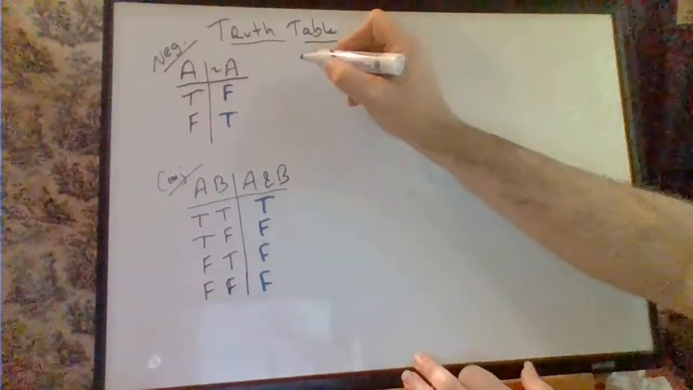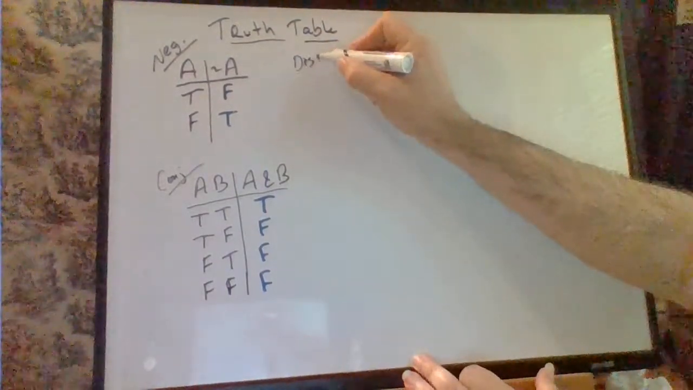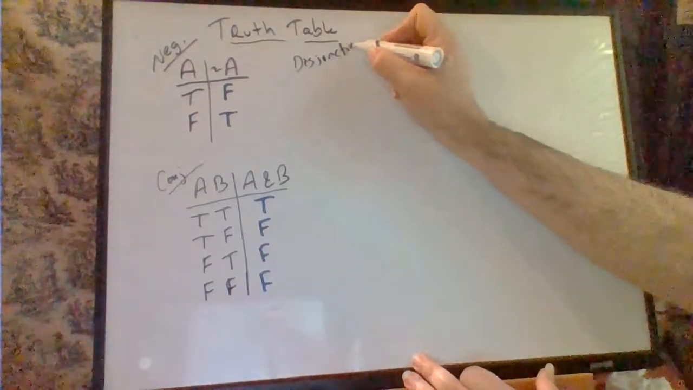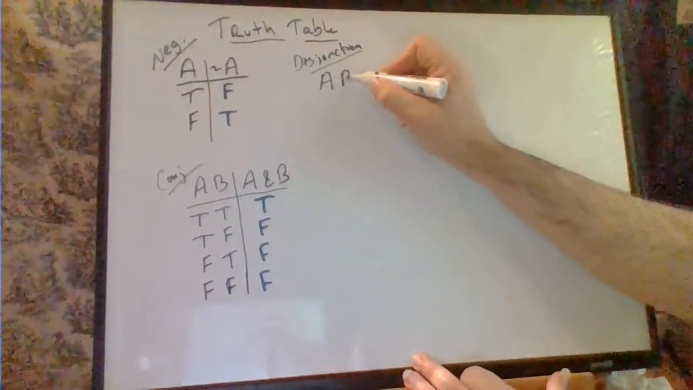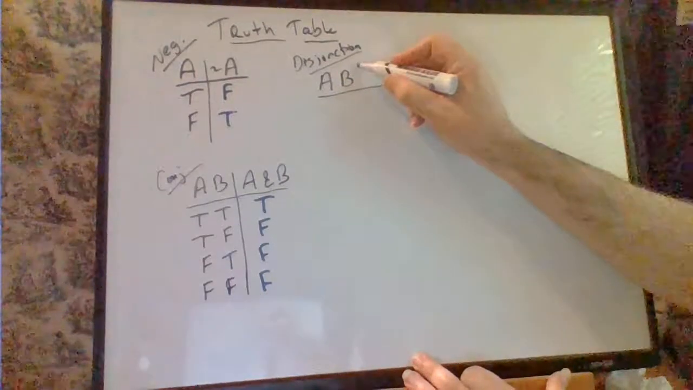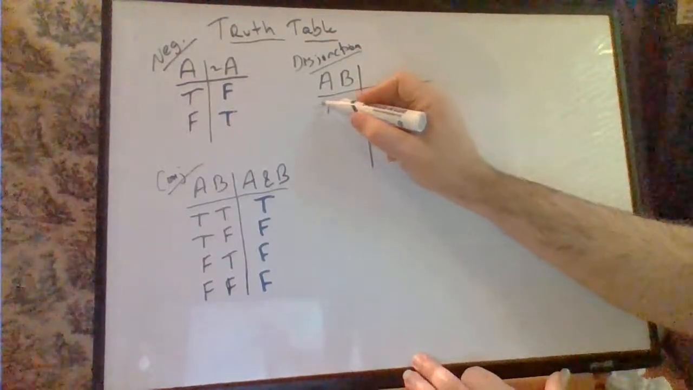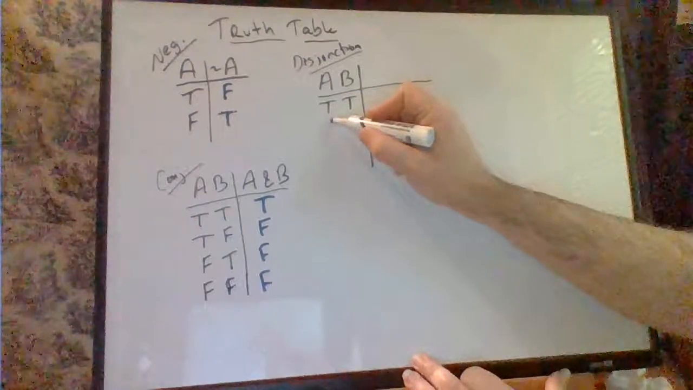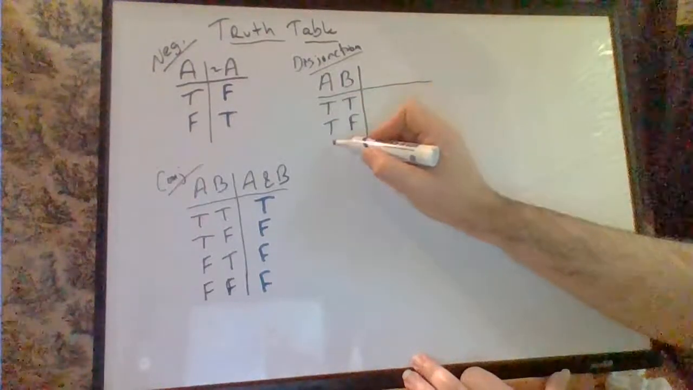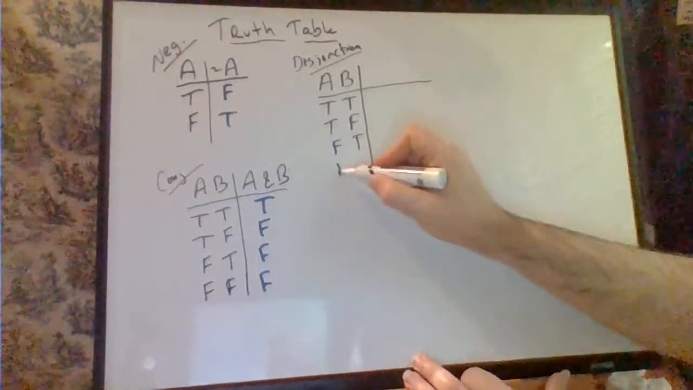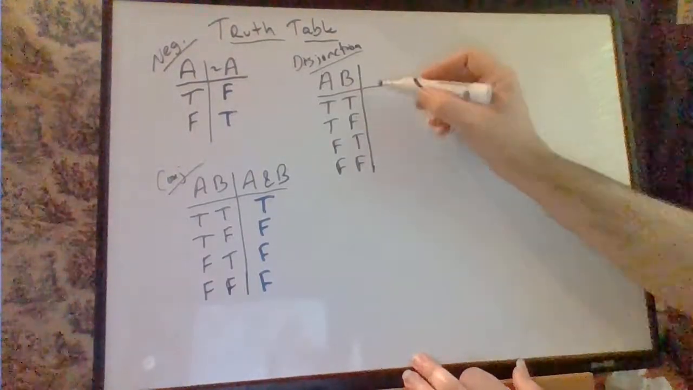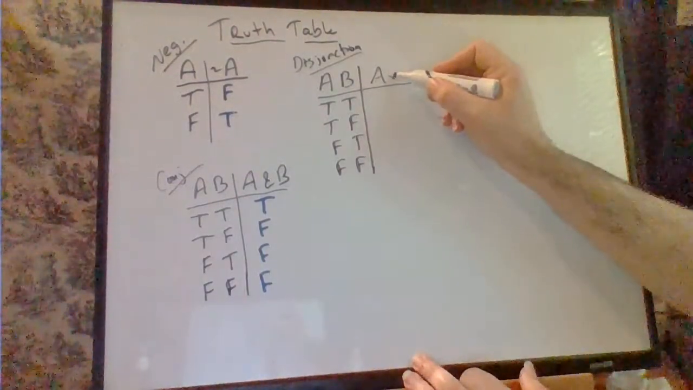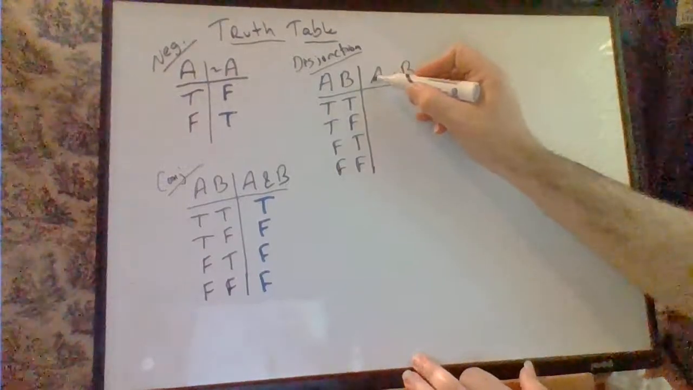Disjunction. It's going to be kind of the opposite of that. Again, there's two things we're joining together. Two sentence letters means 4 lines. So you could have both true, A true and B false, A false and B true, A and B both false, right? Again, you're playing out every possible scenario. A or B. Okay.